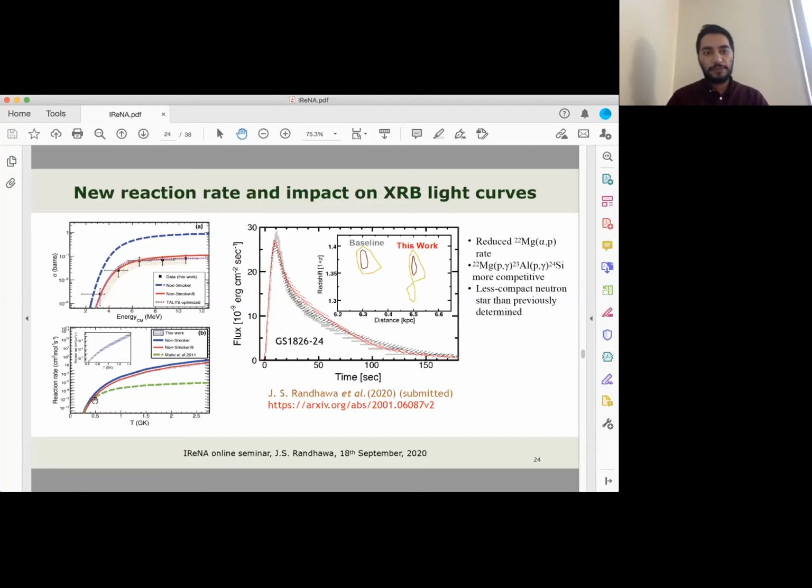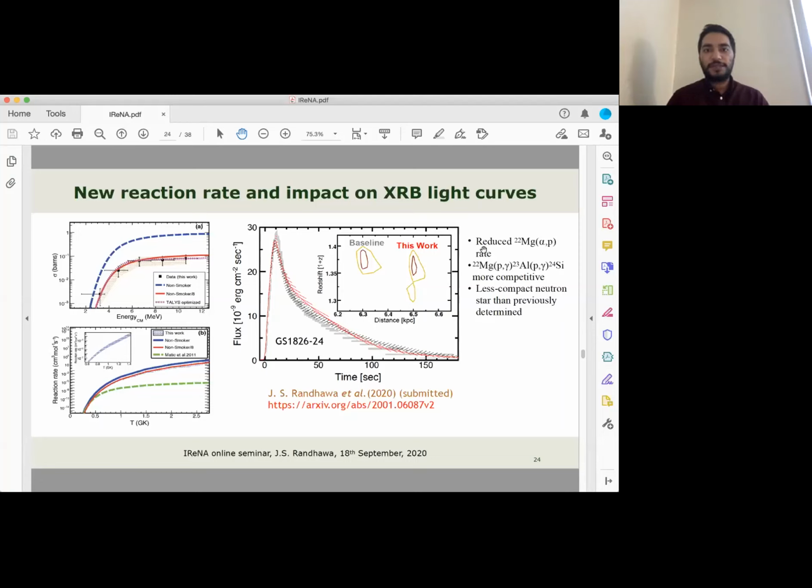So that's why you see that their energy dependence is different than what we see here. Now, the impact this new reaction rate has is that this is the baseline, the black line here, and the red is our work here.